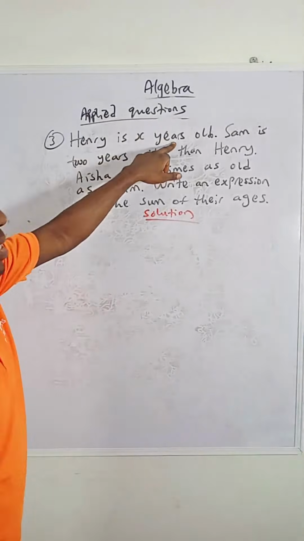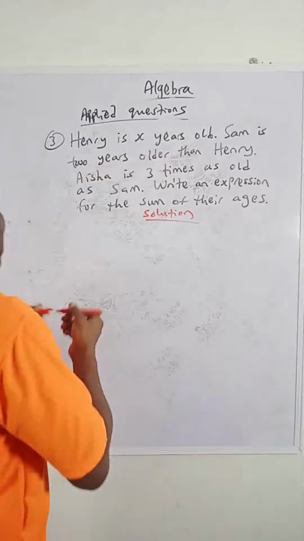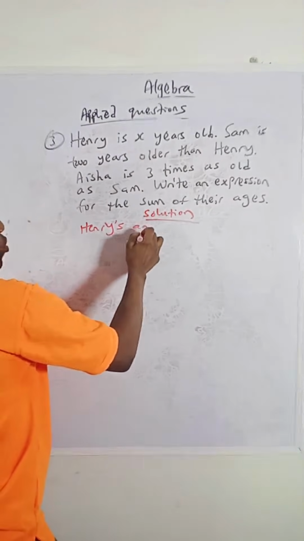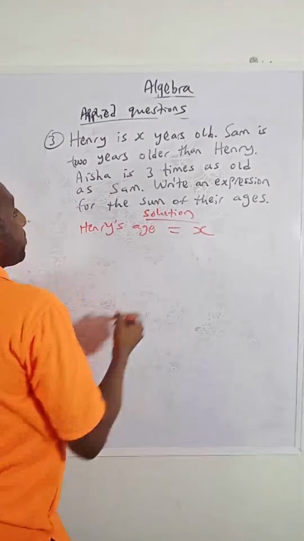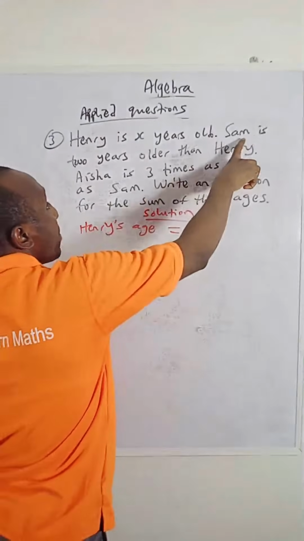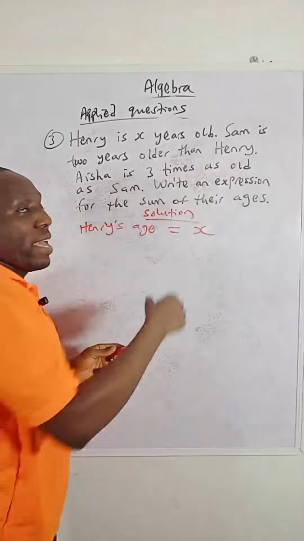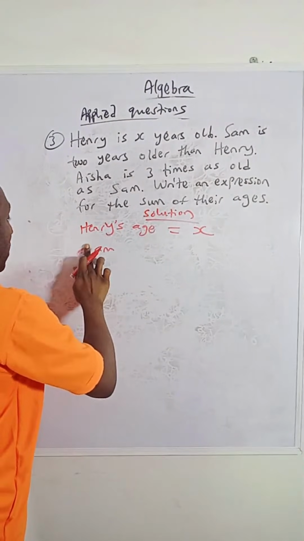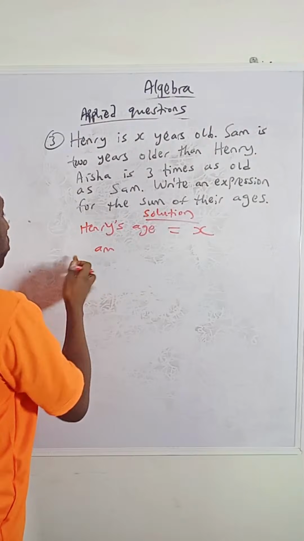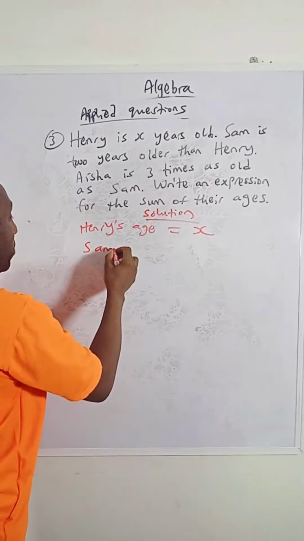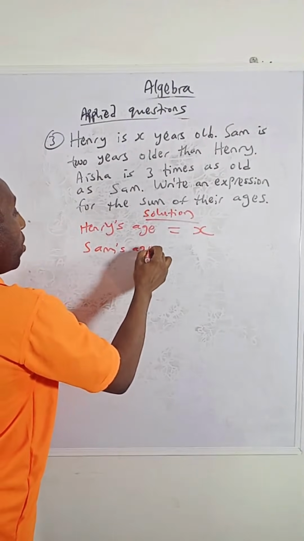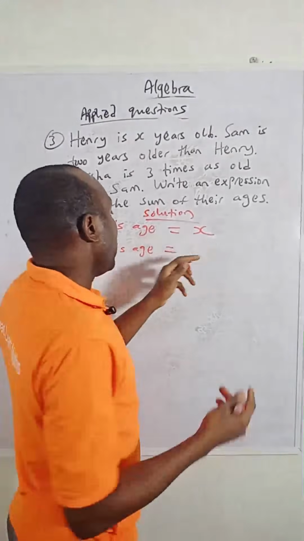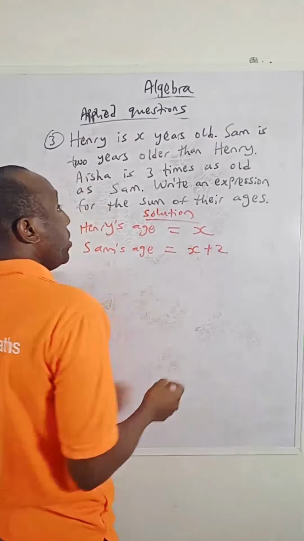Henry is x years old. Now we know Henry's age, right? So I can just say Henry's age. Now you don't even have to write this, I just want to make it clear. Henry's age is what? x. Sam is 2 years older than Henry. What does that mean? We're told that Sam is 2 years older than Henry. So Sam's age, when you say 2 years older, then you add 2 to Henry's age, which is what? x plus 2. Are you seeing that?